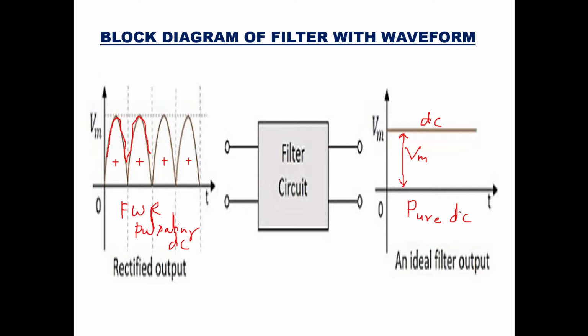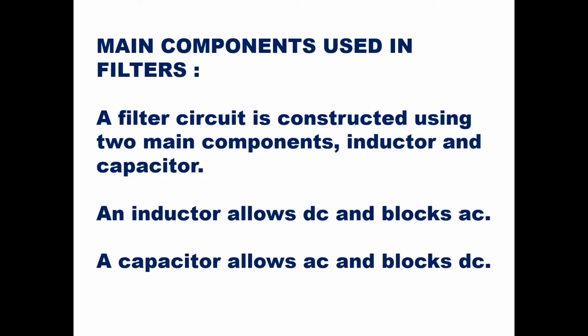Now if you want to convert this pulsating DC into pure DC, then you have to use a filter circuit as shown in this block diagram. Then we'll see what the main components used in filtering action are. The main components used in filtering action are inductor and capacitor. Here you can see inductor and here you can see capacitor.